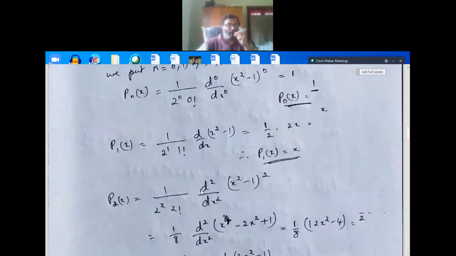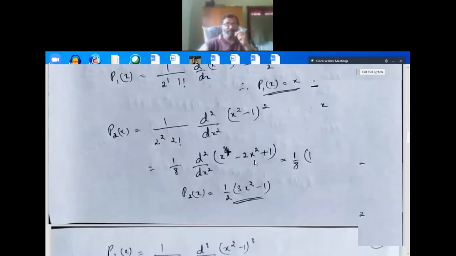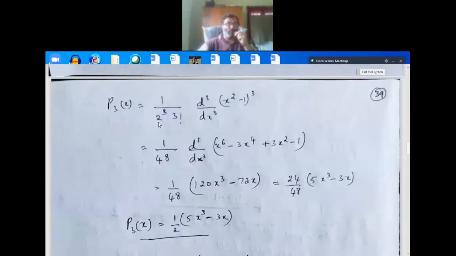If I go for P3 of x, 1 by 2 power 3 into 3 factorial, 3 times derivative of x squared minus 1 power n. Now 1 by 2 into 2 into 2, that is 8. 3 factorial is 6. 8 into 6 is 48. Third derivative d cubed by dx cubed of x squared minus 1 power 3. You can either expand by the binomial expansion formula, or by the ordinary a minus b whole cubed formula, that is a cubed minus b cubed minus 3ab into a minus b. In elementary 8th, 9th you have studied how to expand it. If the power is too high, that is 4 or 5, the good suggestion is no need of using a formula, use the binomial theorem. I'll tell you when we come to the next.